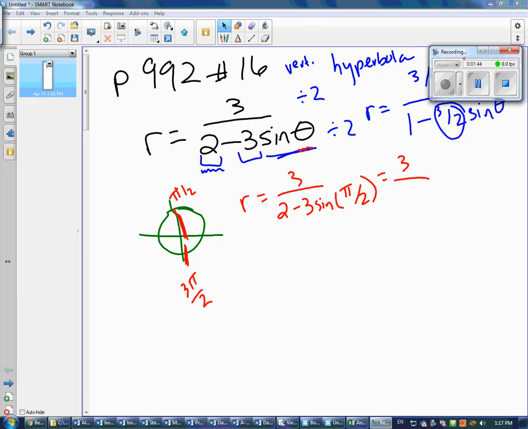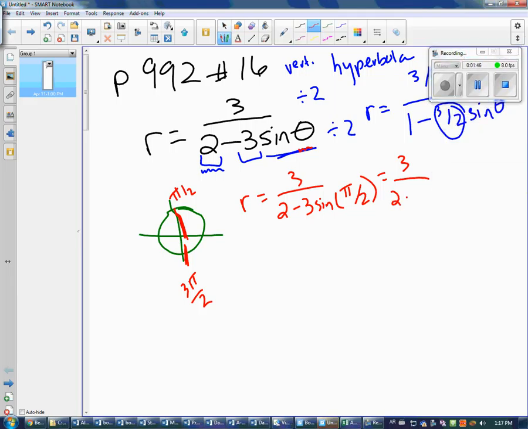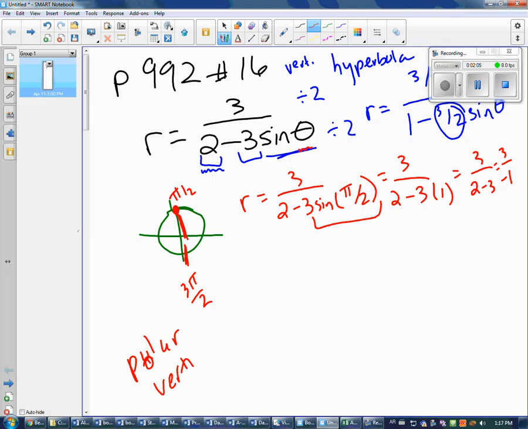So to figure out the bottom, the denominator, sine pi over 2, I'm going to my unit circle. There's pi over 2. The sine is the y value. 3 divided by negative 1 is negative 3. So there's a vertex in polar form, at negative 3, pi over 2.